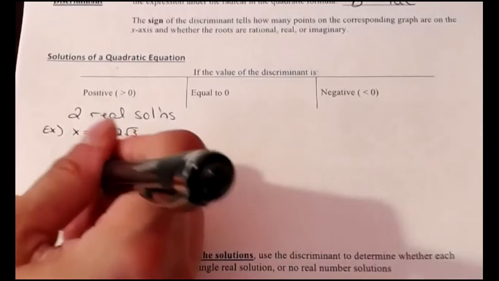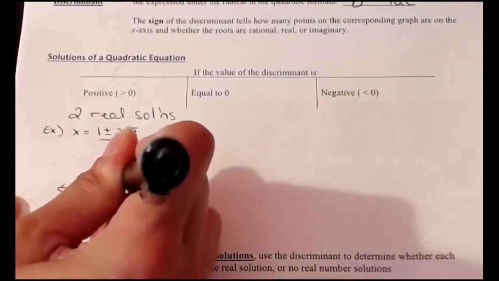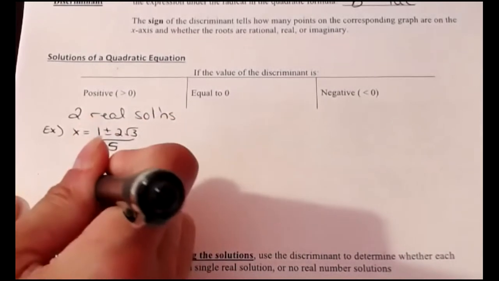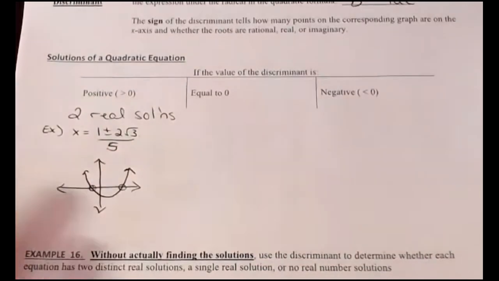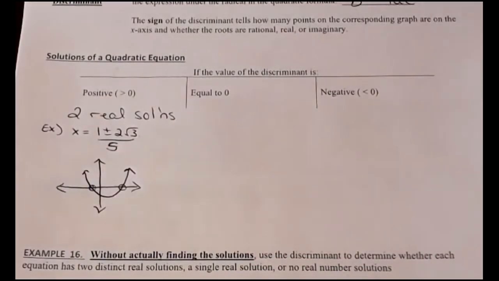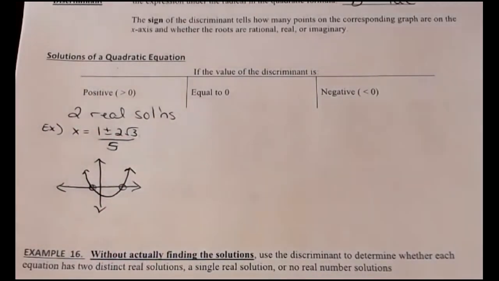So it could look something like this, where I cross the x-axis at 2 locations. That's essentially what we're saying. If that discriminant is positive, we know we're going to have 2 real solutions. We just don't know where they are.